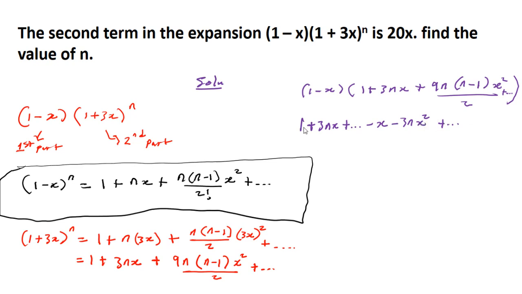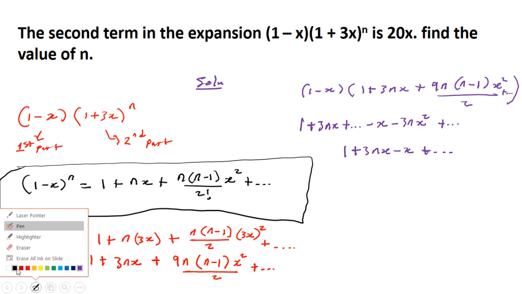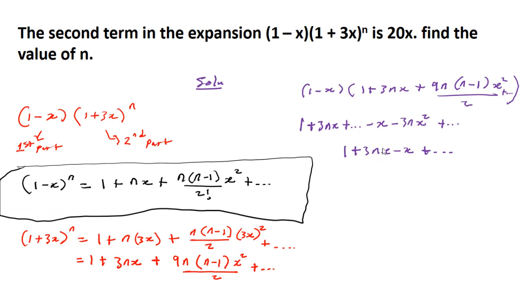So in such a case, you can simply say 1 plus 3nx minus x. Then you say plus dot dot dot. The reason why I've also excluded this one is that it's not part of the second term. This is the third term, so no need to worry about it. So with those two expressions which we have found, we can easily get the second term.